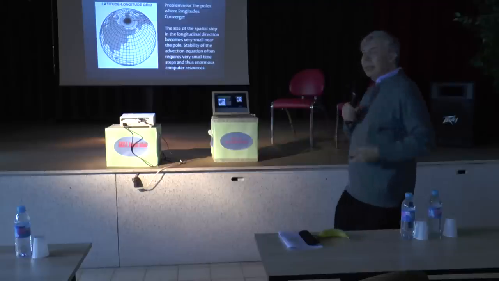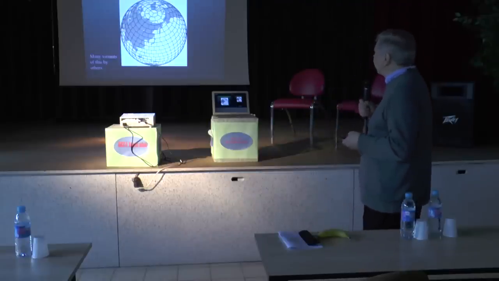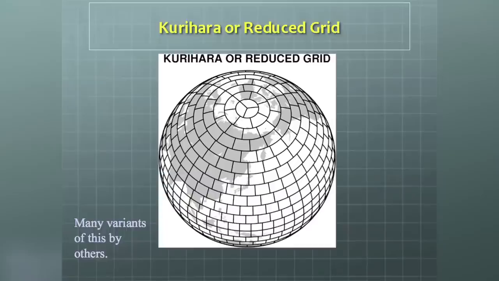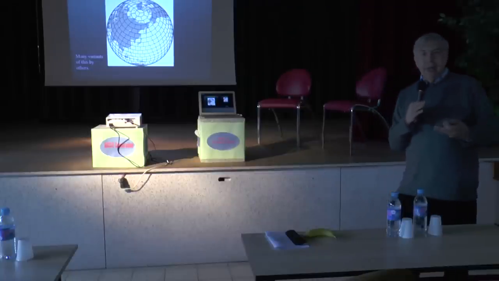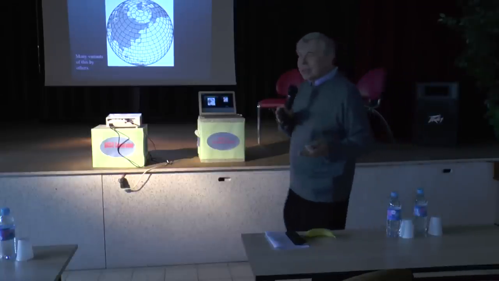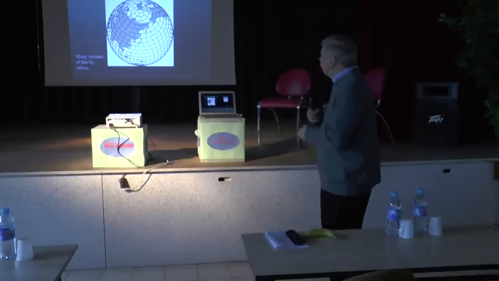And so other grids have been proposed to address the polar problem. One of them is a reduced grid. So you see this grid. Now near the pole, the delta longitude, the delta x, is not smaller than anywhere else. And so some people use it, but it's more complicated because it's not just a simple latitude-longitude discretization that you have to do.